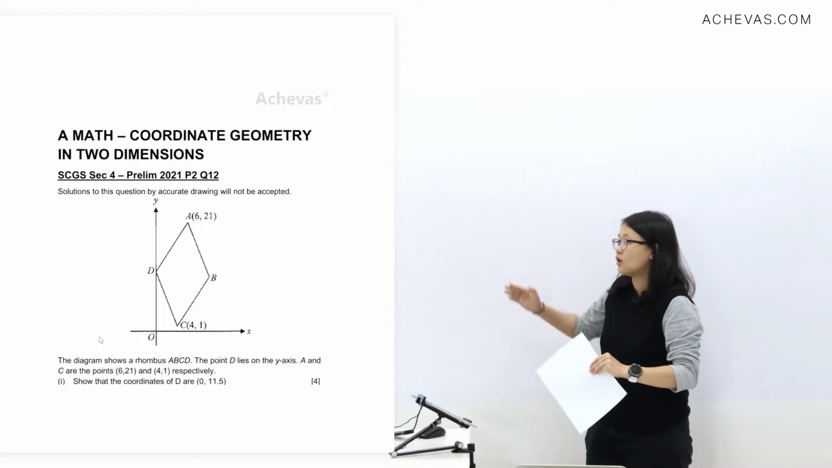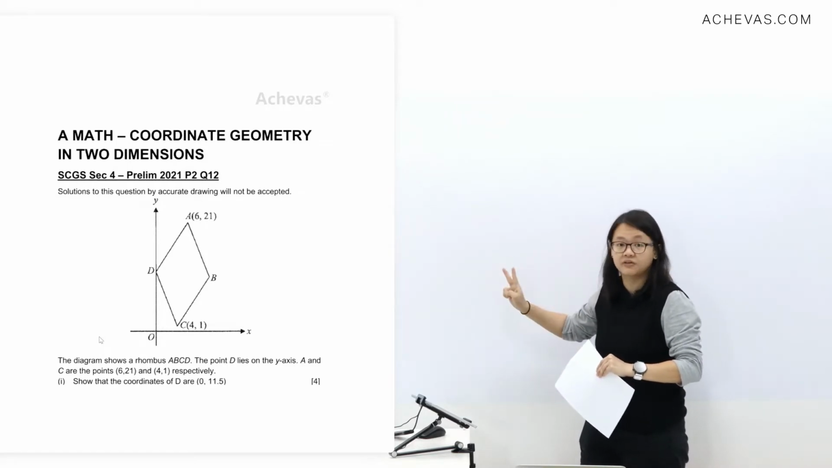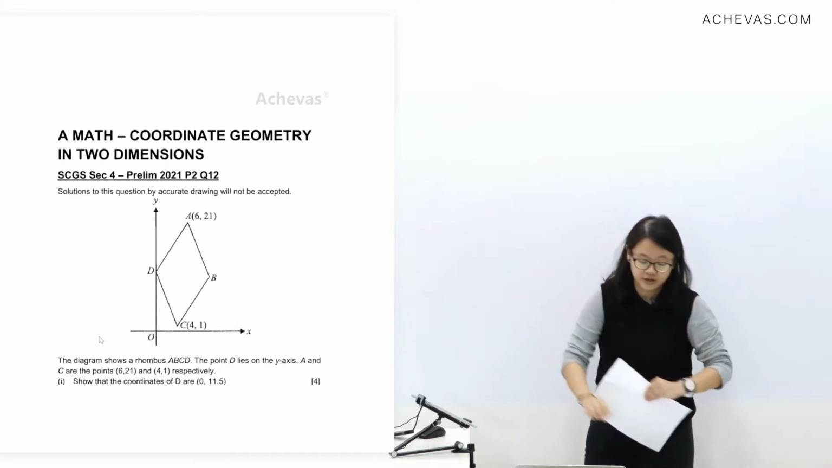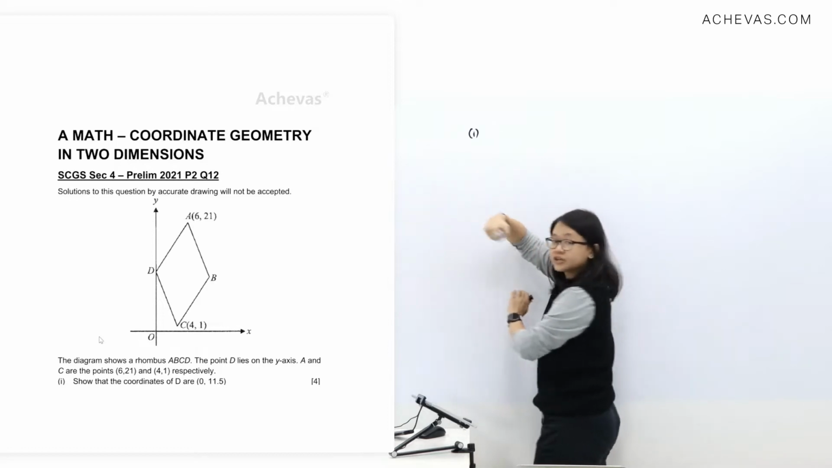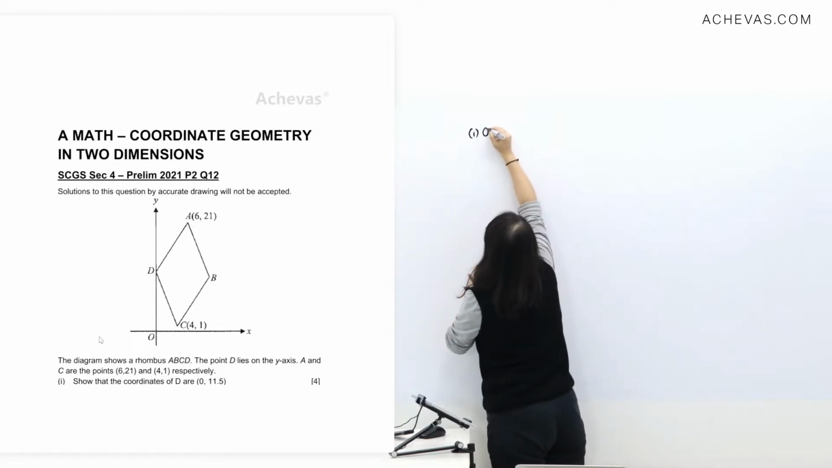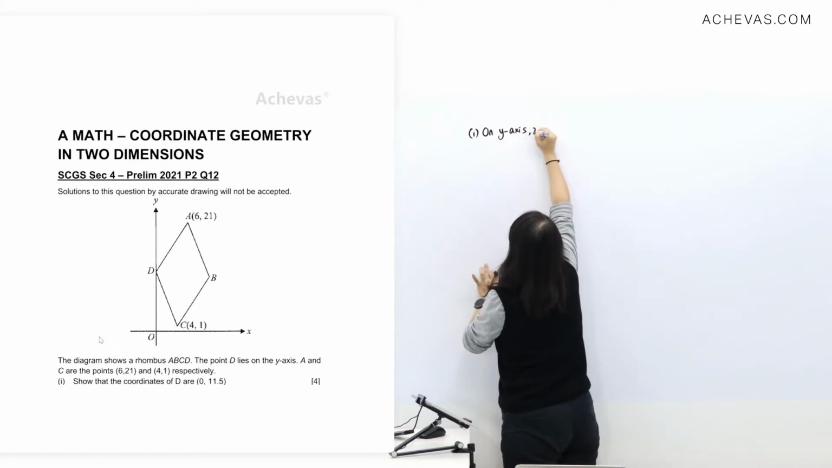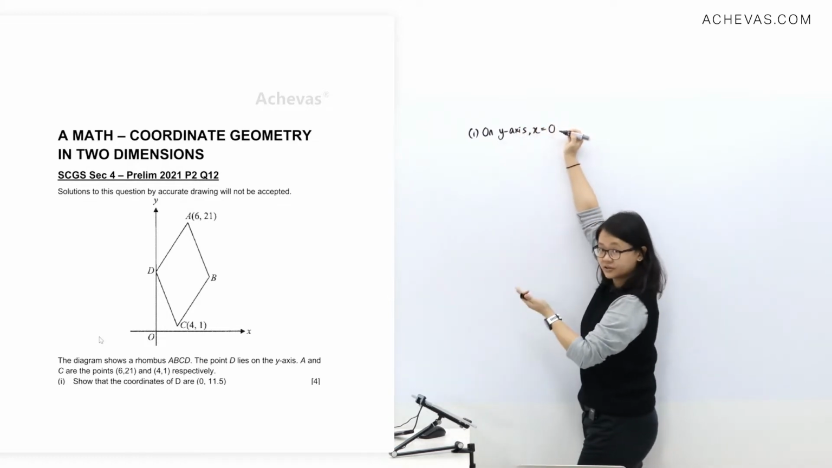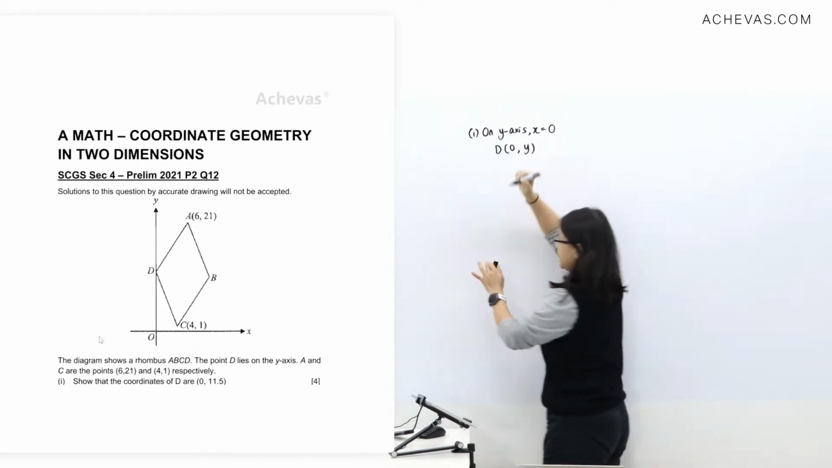Okay, you have a clue of rhombus. So I'm going to show you two methods. I'm going to use two properties of rhombus to find point D. To start, we know that point D is on the y-axis. From this info, we know that the x coordinate is 0. So I know that D will be (0, y).